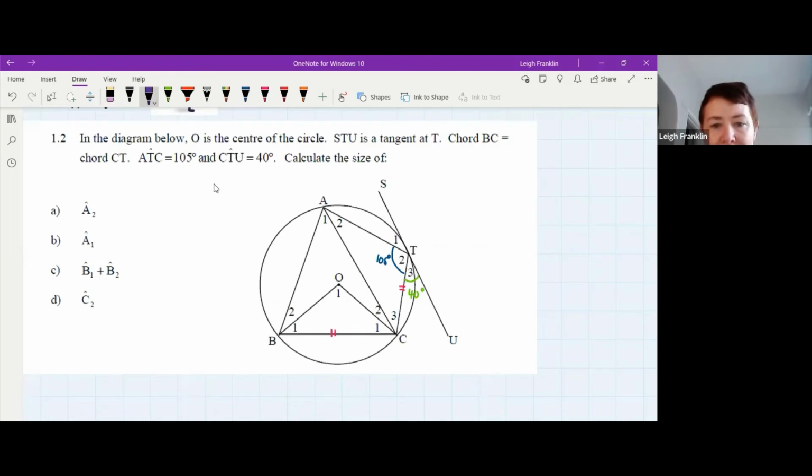All right, so angle A2 is going to be equal to 40 degrees. And our reason here, matrix, would be the tan chord theorem. Okay, so we all saw that line CU is the tangent, TC is the chord, and angle A2 is the angle in the alternate segment.